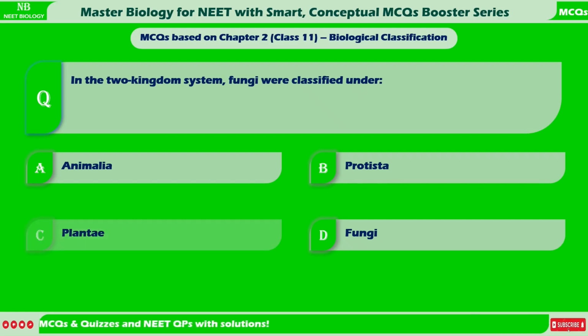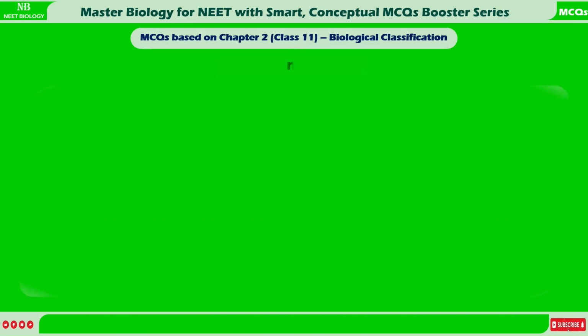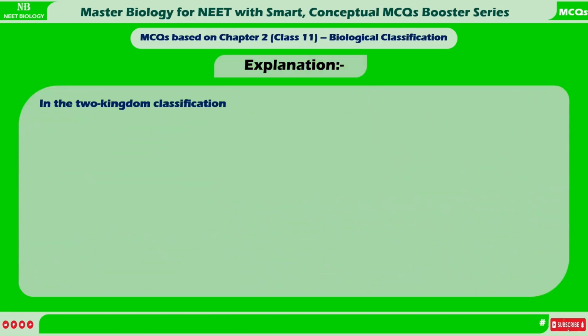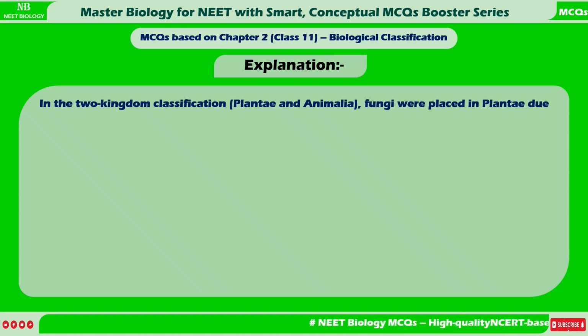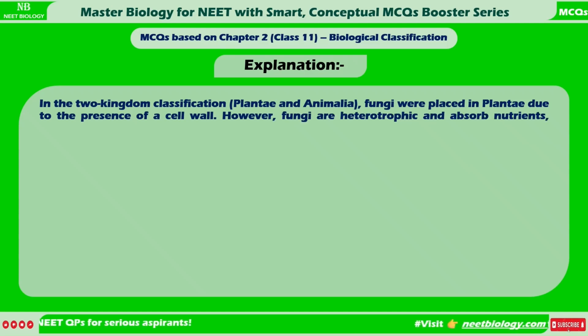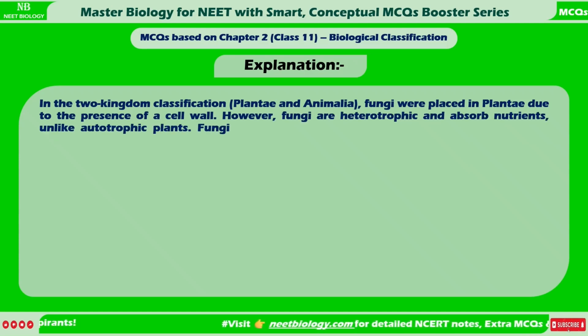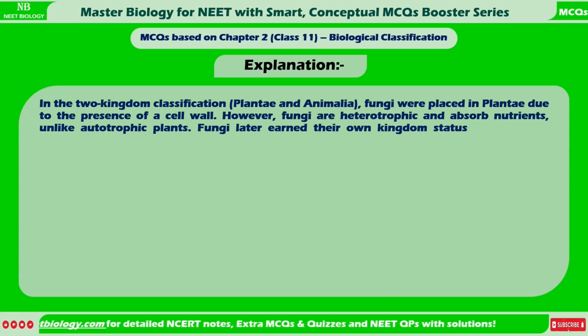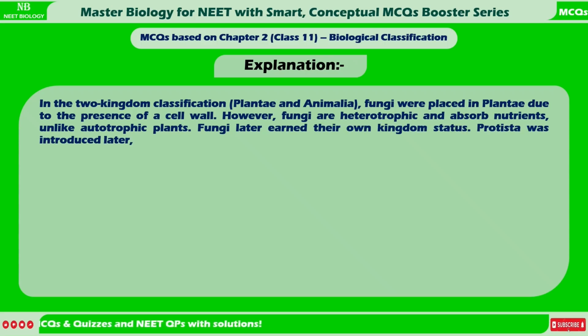Correct answer is C. Plantae. Explanation: in the two-kingdom classification, Plantae and Animalia, fungi were placed in Plantae due to the presence of a cell wall. However, fungi are heterotrophic and absorb nutrients, unlike autotrophic plants. Fungi later earned their own kingdom status. Protista was introduced later, and Animalia was never their classification.